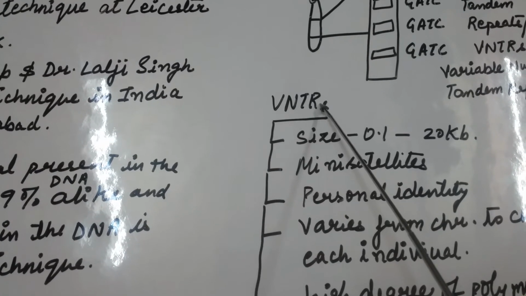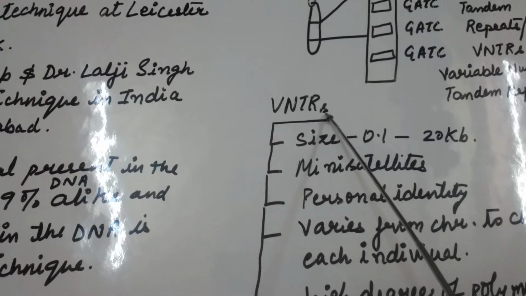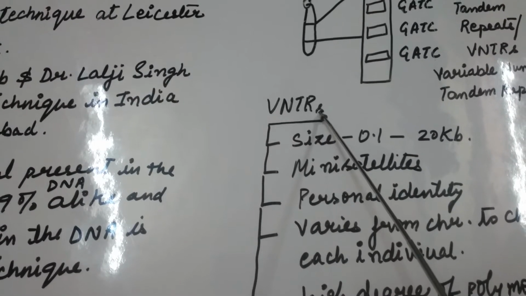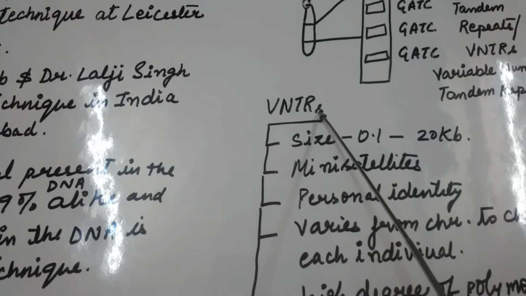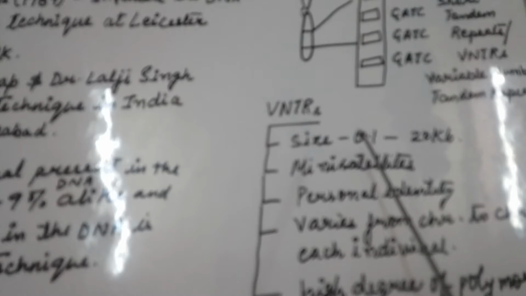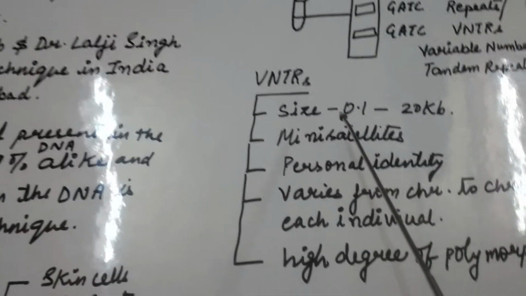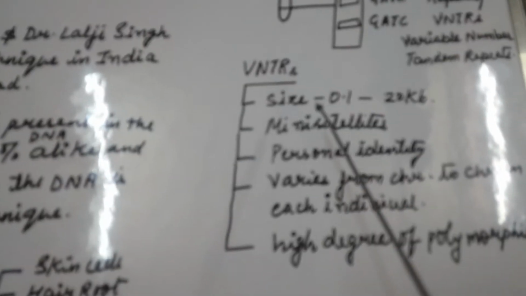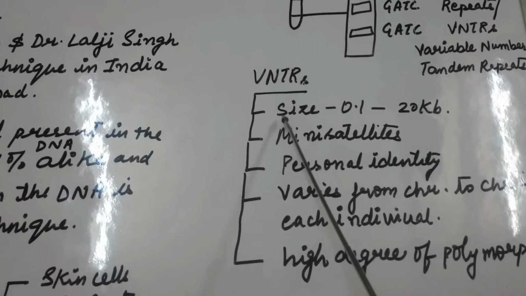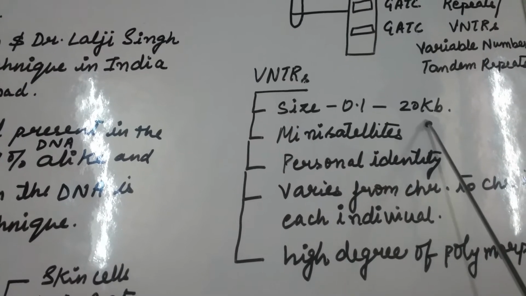VNTRs are variable number tandem repeats. These are short nucleotide repeats present in DNA and are very specific to each individual. The number in each individual may vary from one person to another, and these are inherited from parents to their offspring. The size of VNTRs is approximately 0.1 to 20 kb.